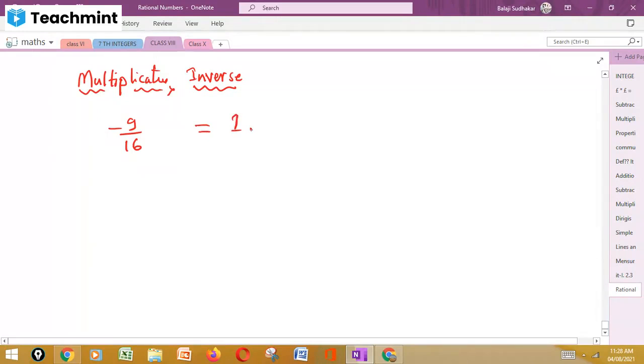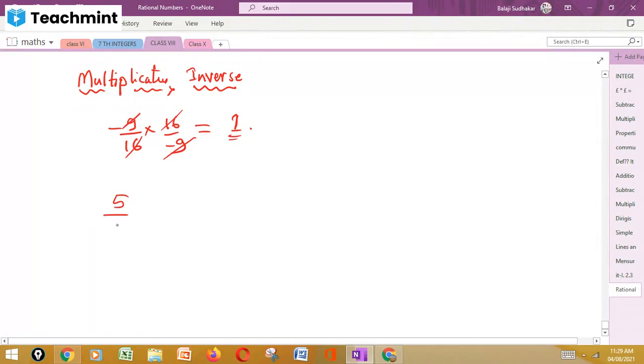What should we multiply this by to get the answer 1? 16 by minus 9, sir. Very good. Obviously, it is the inverse. Multiply 16 by minus 9: then the 9 and minus 9 get cancelled, the 16 gets cancelled, and the answer is 1. Is it right? Yes, sir.